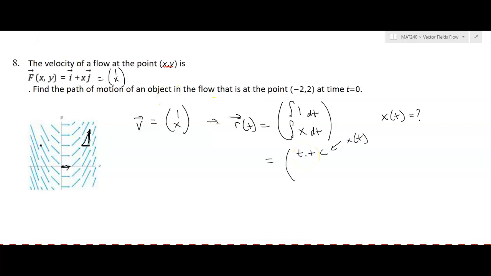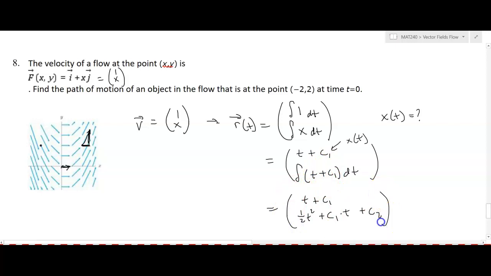And there really isn't a distinction between using x and x of t. We just write x because it's shorthand, but x itself is a function of time. So now that I know what it is, and I'm going to put a plus c1 here, I am now going to integrate the x function, which is t plus c1, with respect to t. And so the integral of t plus c1 is going to be 1/2 t squared plus c1 times t plus some new arbitrary constant that's going to emerge as a result of that integral.